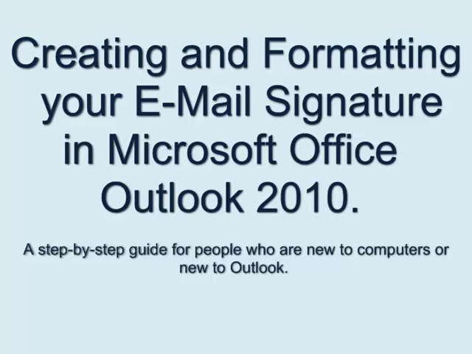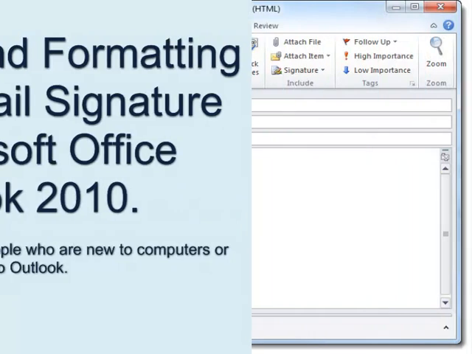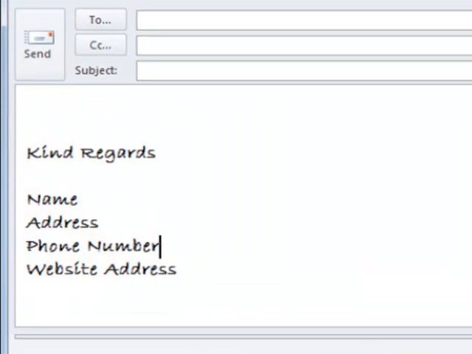In this lesson, you learn how to create and format an email signature. An email signature is the text that appears at the bottom of every new email. Typically, it will include your name, your business, maybe your address, your telephone number, website, etc. In the example we're going to do today, we're going to keep it really simple.